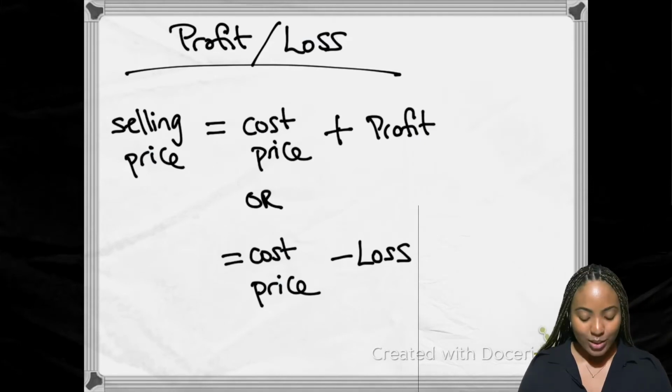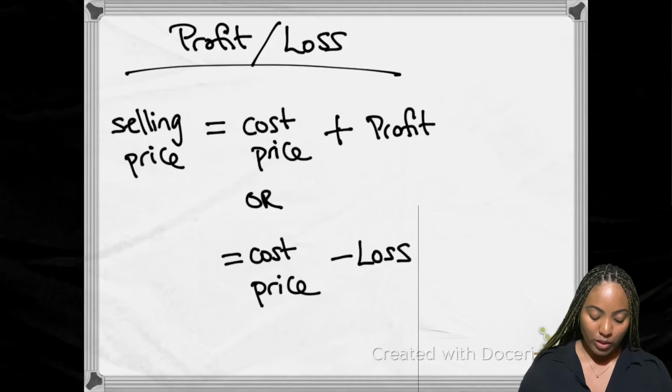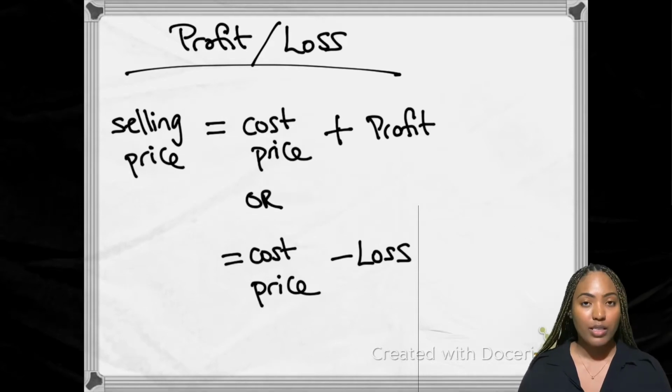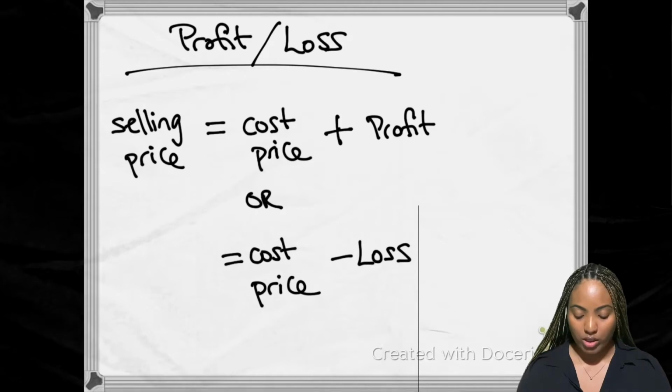For today's lesson, we'll be learning how to calculate the profit and loss as well as the selling price for certain items. So we'll be using a formula, which I have. Selling price is equal to the cost price plus the profit, or in the event that you would have made a loss, it would be your cost price minus the loss.